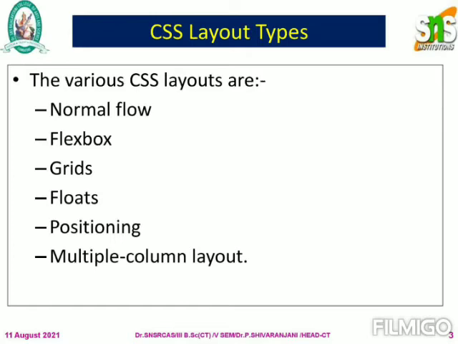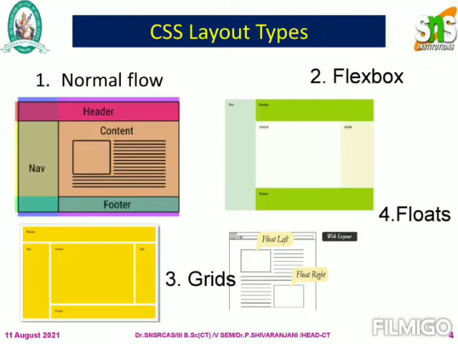So these are some of the various types of CSS layout. The first one is called normal flow. The second one is called Flexbox. The third one is grids. The fourth one is float. The fifth one is positioning. And the sixth one is the multiple column layout. So we'll see one by one how each layout looks.